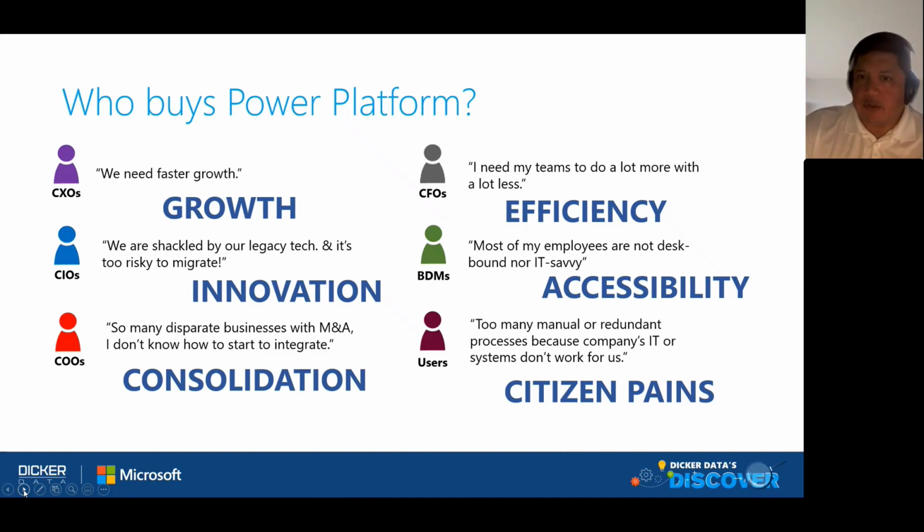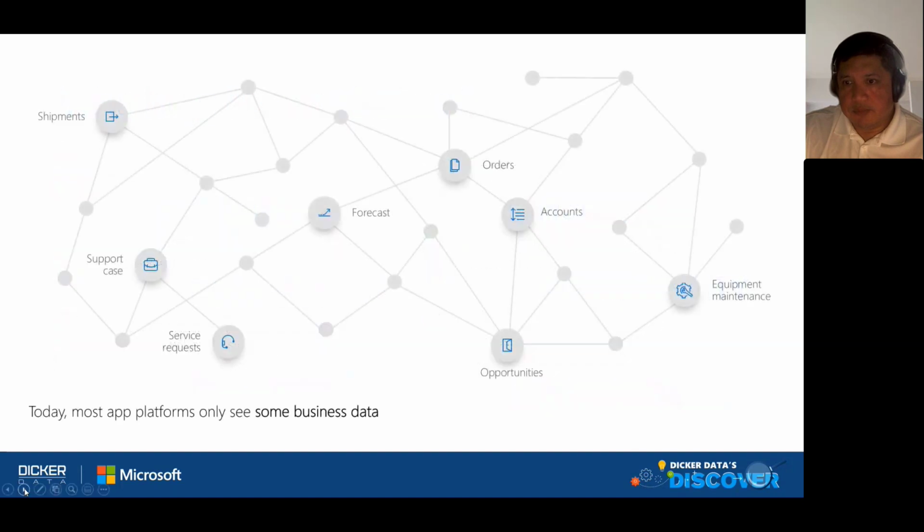So who utilizes the Power Platform? It's used for, obviously, growth. We need to grow faster. Obviously innovation, consolidating information between different business systems, and creating efficiencies within the business. It could be utilized through accessibility. You may have staff that don't actually work in the office or are not IT savvy. And it's also addressing citizen pain as well. So there are too many manual and redundant processes within the current systems that don't work for the business, and they want to improve on those manual processes.